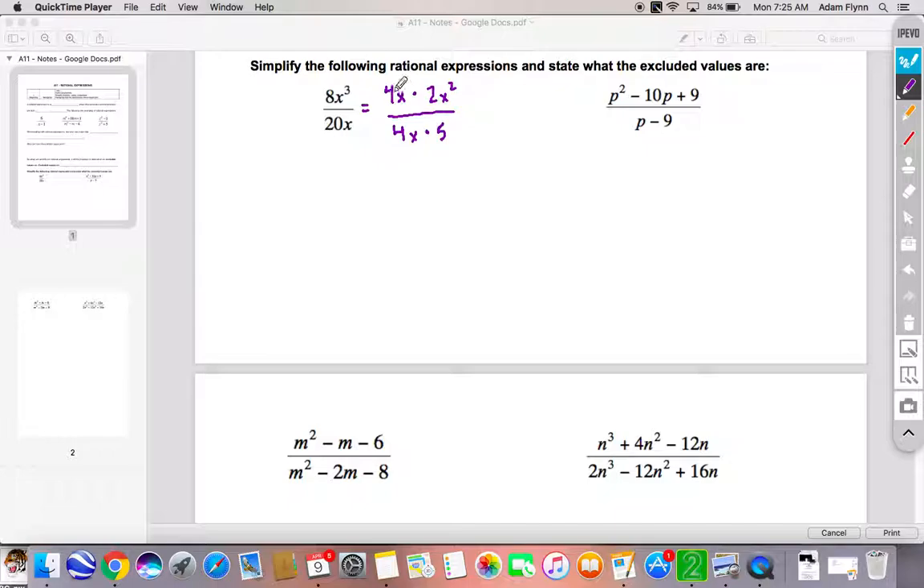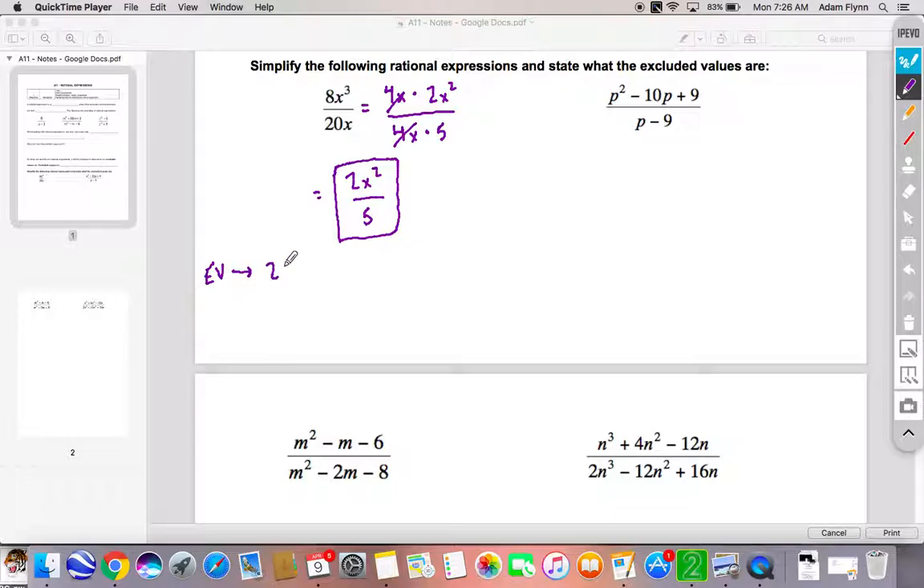Since I have a 4x up top and a 4x down bottom, I can cancel them out. So I'm left with 2x squared over 5. Okay? So that is my simplified rational expression. But now I need to state what the excluded value or values are. In order to do that, I'll put an EV here for excluded value.